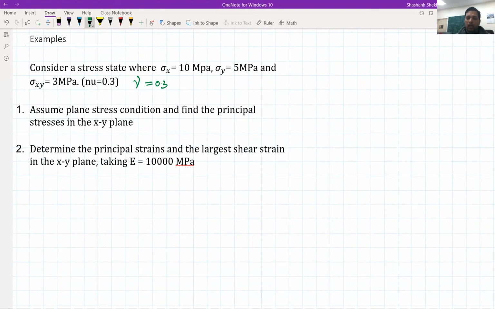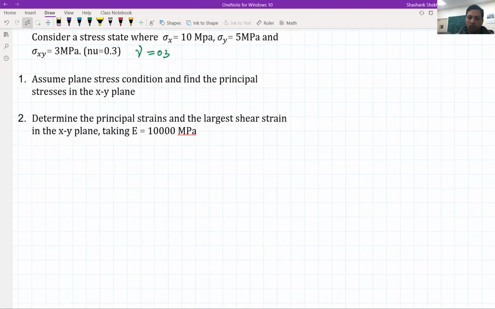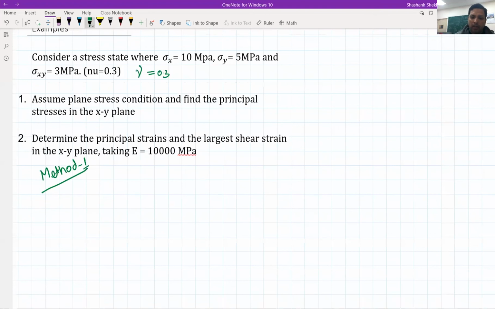Now that you have these values, you can actually solve it in two different ways. So let's look at it. Method one. Here you are given sigma x, sigma y, and of course assuming that sigma z is equal to zero, we can first find the principal stresses. From the principal stresses, we can find the principal strains, and from the principal strains, we can find the largest shear strain. So let's try it like that.